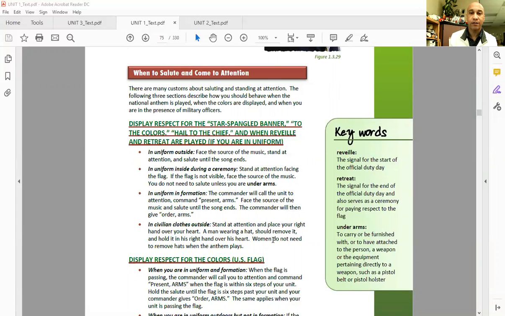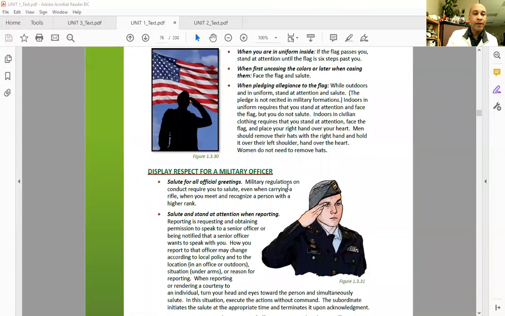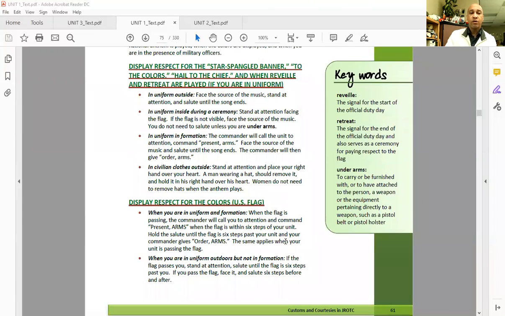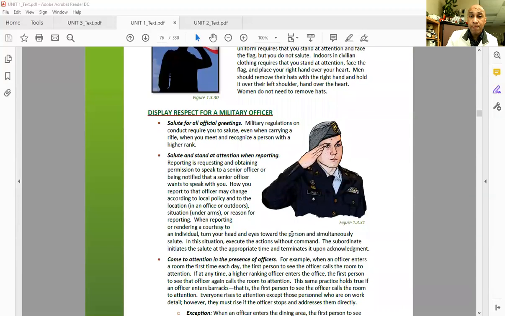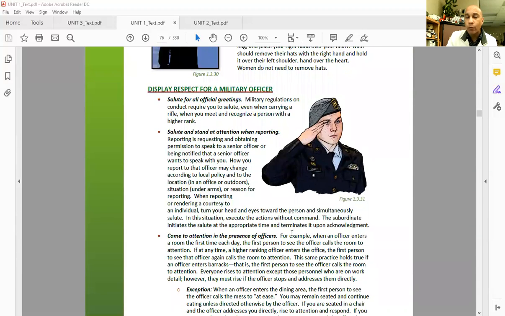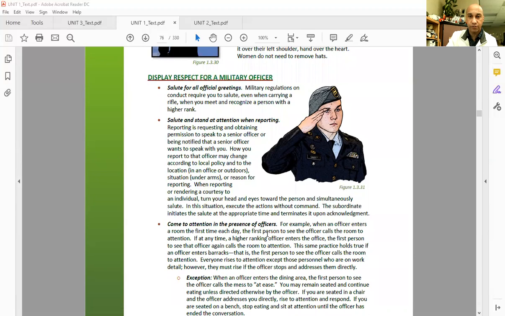Your right hand over your heart. All right, come on, guys. Displaying respect for officers. How do you display respect for officers besides saluting? When you're talking to an officer, are you standing at attention or parade rest? You should know this answer by now. You're standing at attention. You stand at parade rest when you're talking to non-commissioned officers.